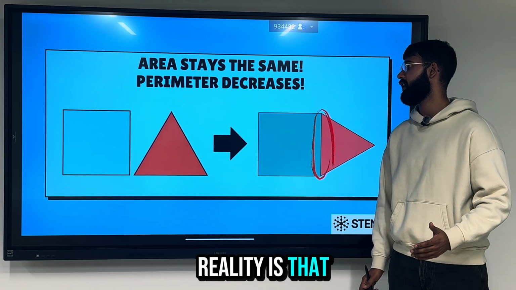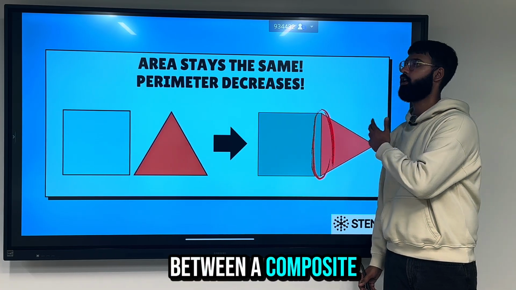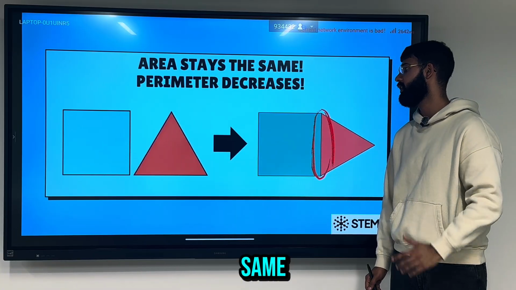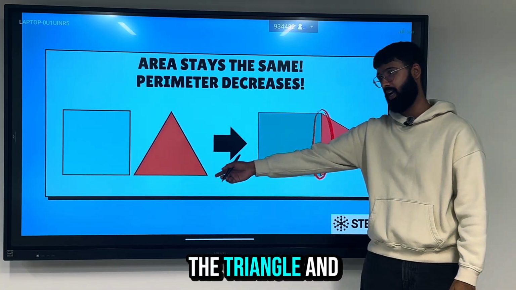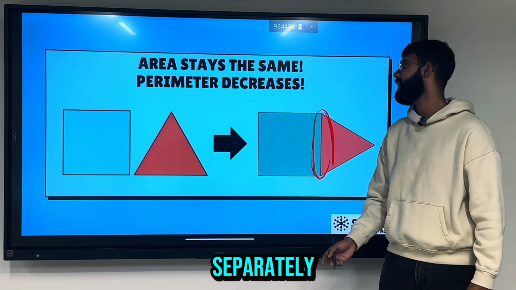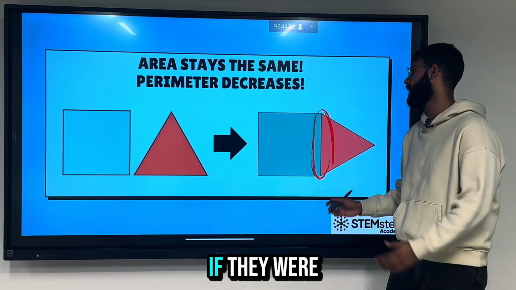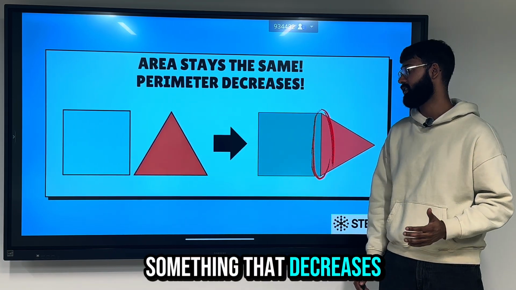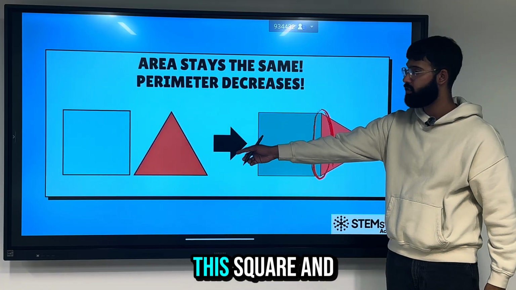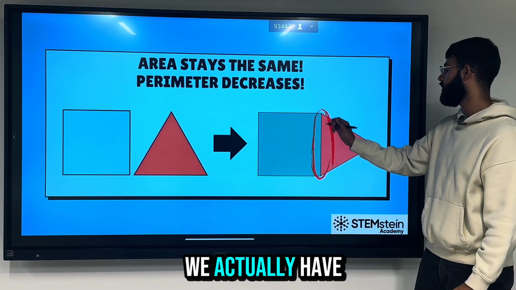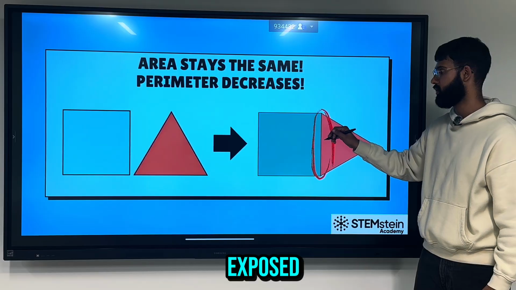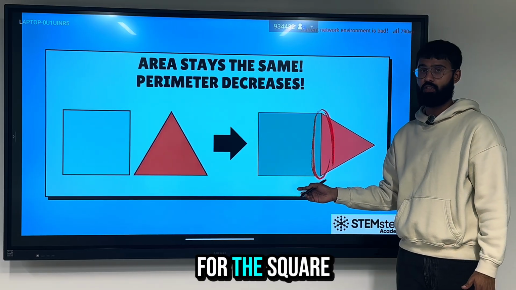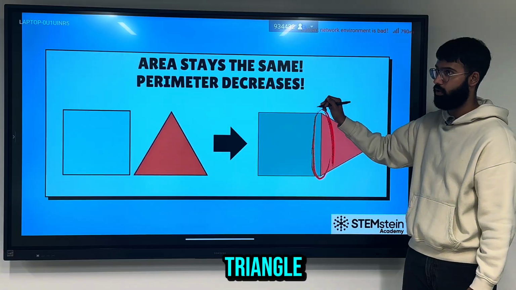The reality is that area between a composite shape and its simple shape components actually stays the same. This is because the space that the triangle and the square cover separately is the same amount of space they would cover if they were combined. However, perimeter is something that decreases. And in this case, when we combine this square and this triangle, we actually have a side that is no longer exposed. So our only distance coverage would be 3 of these sides for the square and the 2 sides for the triangle.